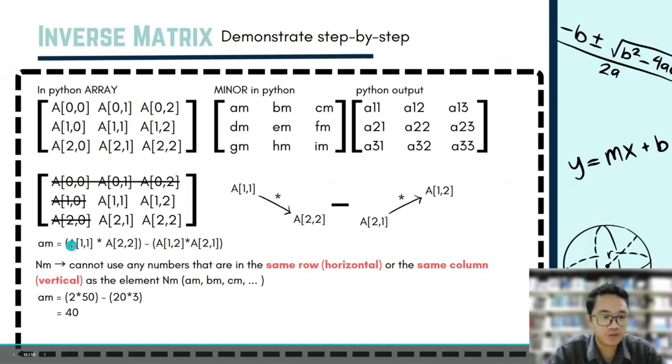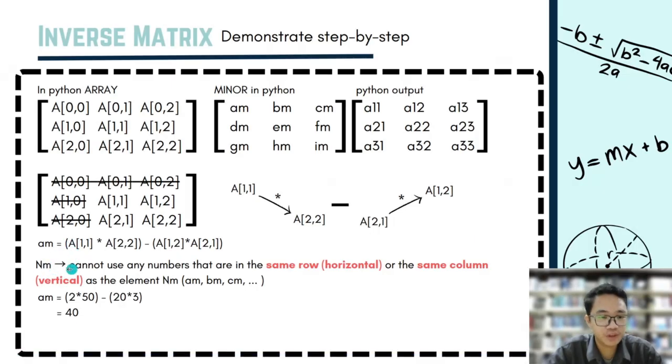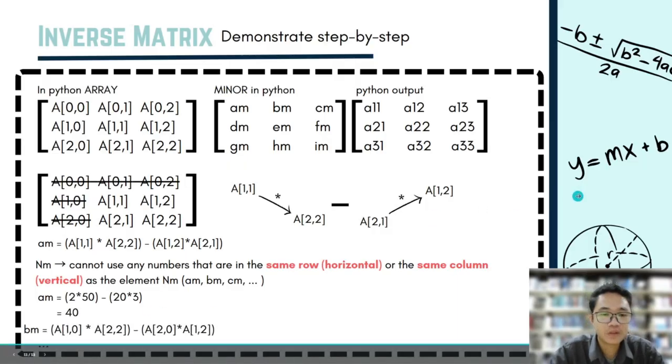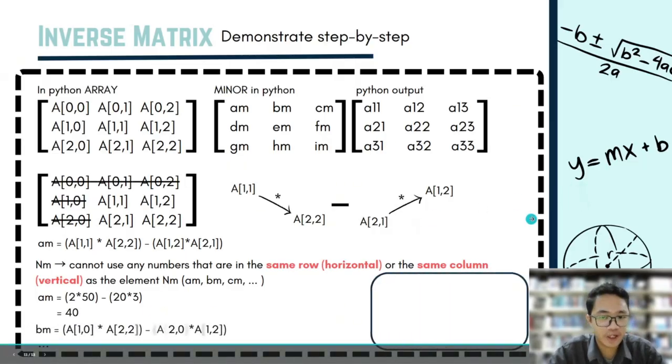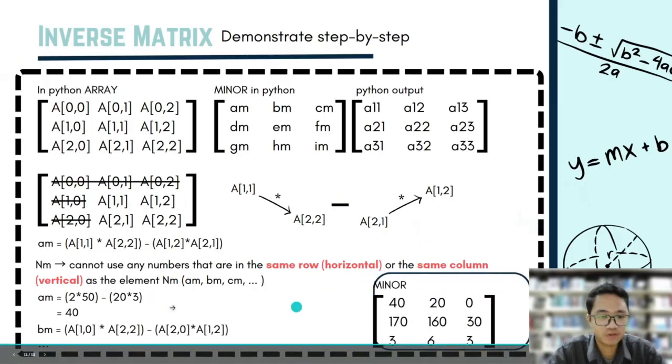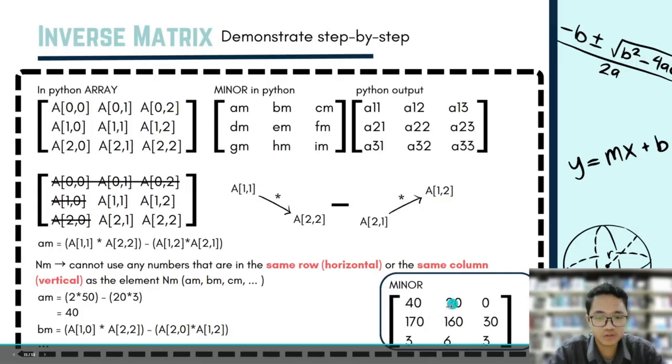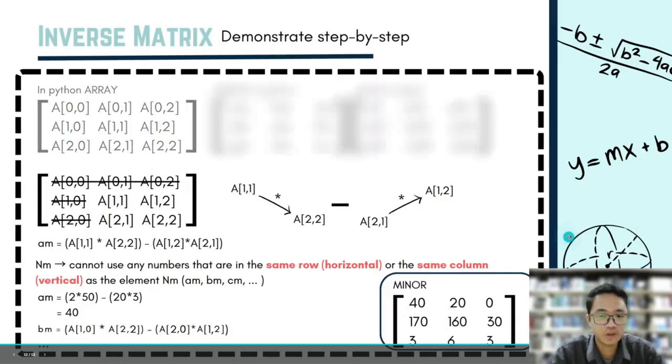And then this is the formula. This is the rule: you cannot use any numbers that are in the same row (horizontal) or the same column (vertical) as the element LM. So the answer at the end is this one, 40, 20, 0, 70, and so on.